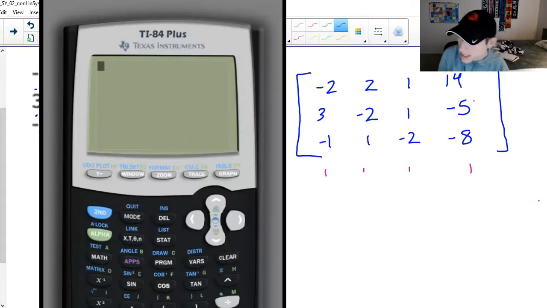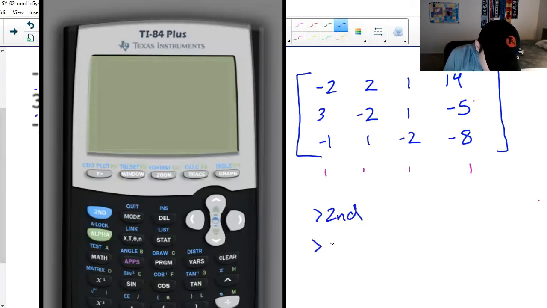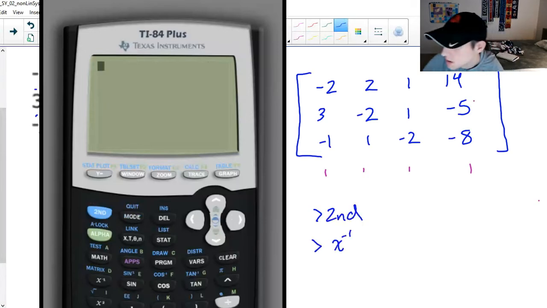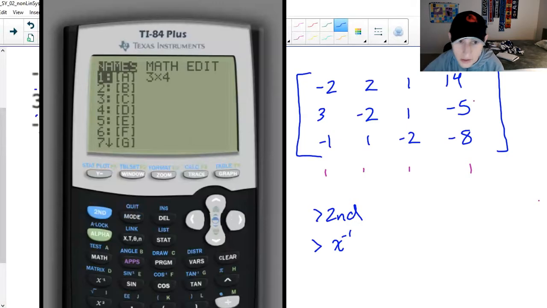And now I'm going to go back to my matrix stuff that I had before. Same process I wrote above. The matrix button is behind x to the negative first, so second x to the negative first. It brings up my matrix page. And now I can see that right next to the A, it says 3 by 4 because we entered in a 3 by 4 matrix there. So we know that it has the numbers stored in there that we want.